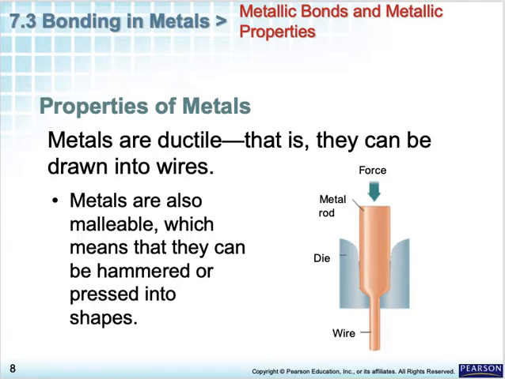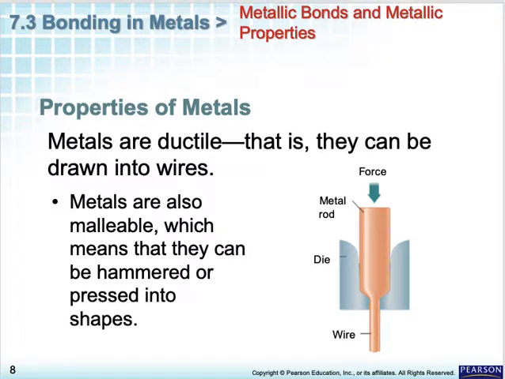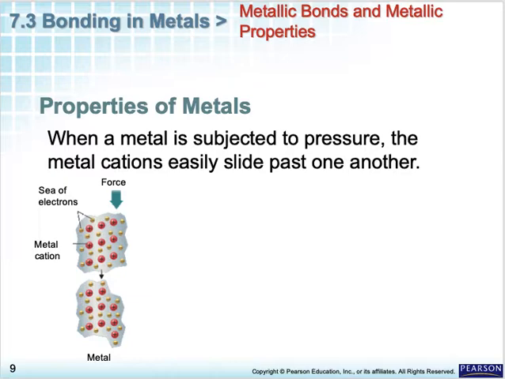They can also be hammered into sheets, and that's when you pull out a sheet of aluminum foil, that's actually aluminum metal that's been hammered into a very thin sheet. And on the outside of the box, it'll actually tell you how many mils thick it is.